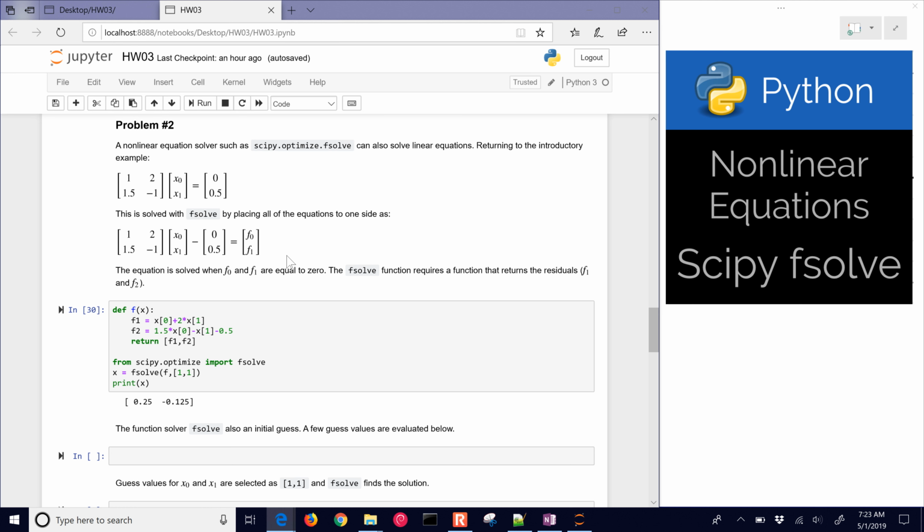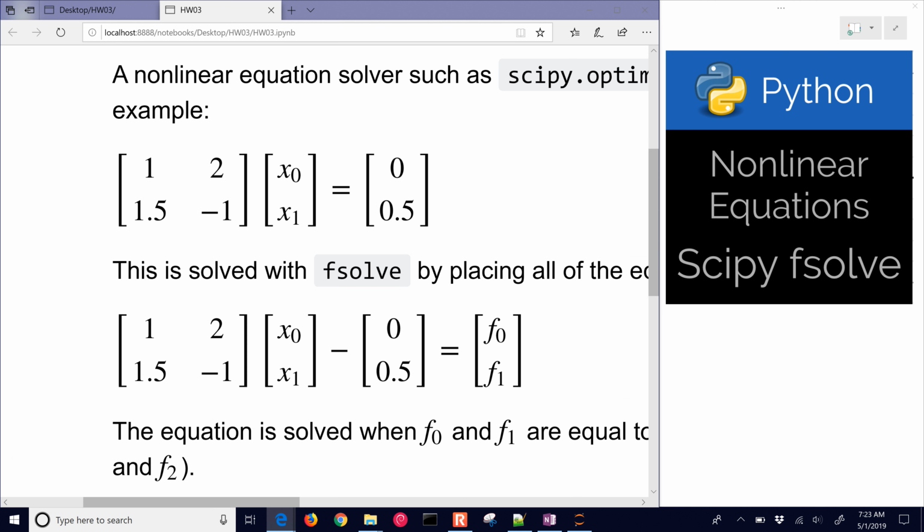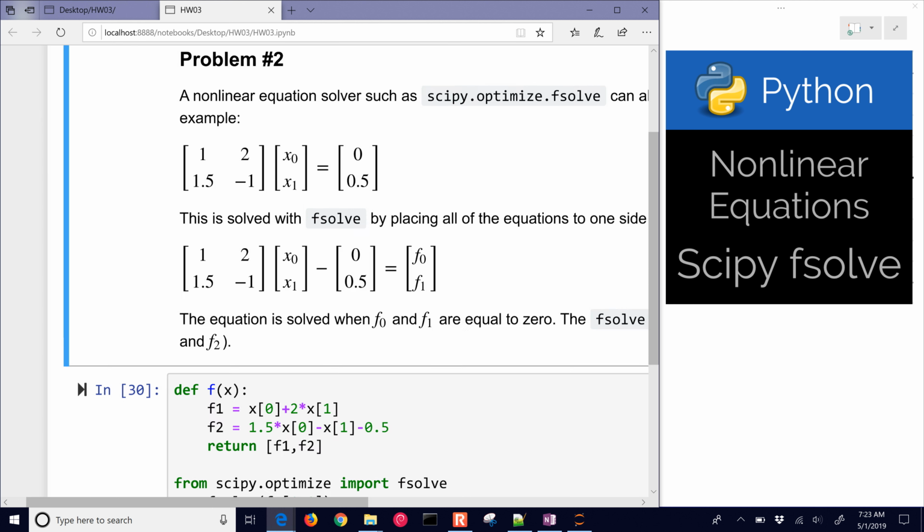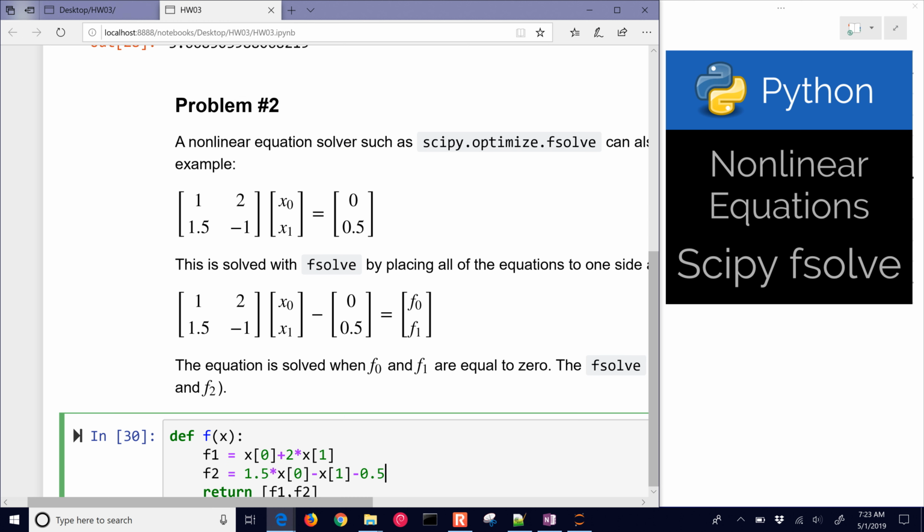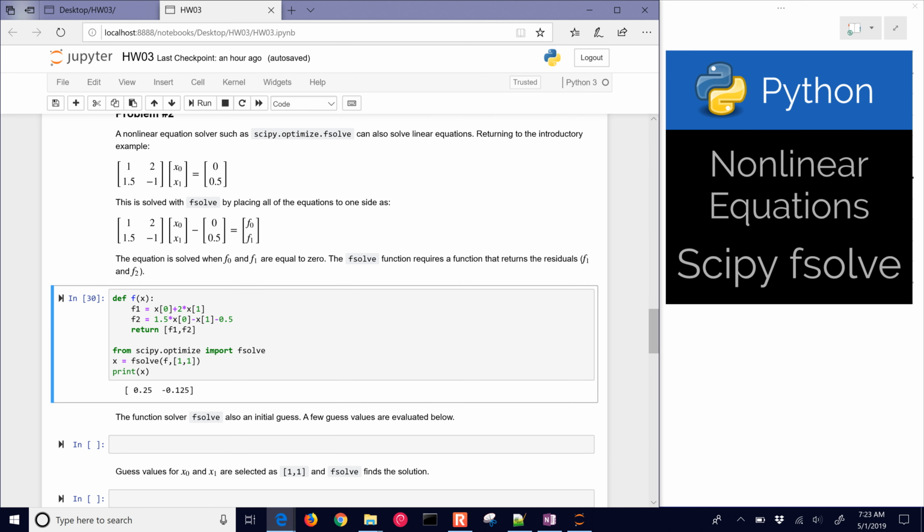Alright, we have fsolve, this system of equations. One of the things that we have to do with fsolve is shift everything to one side of the equation and then define these new residuals, f0 and f1, and return those from a function. So let's come here to fsolve, and we define this new function where we've put everything on one side of the equation, multiplied out these matrices as a function of x0 and x1, and then it returns the residuals of those values.